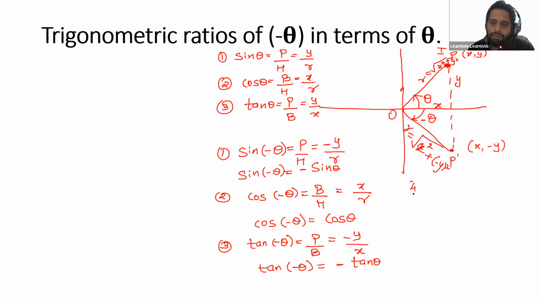Now, the fourth one. Similarly, if we find cosec minus theta, we can write cosec minus theta means 1 by sine minus theta. And you already know that sine minus theta is minus sine theta. So 1 by minus sine theta is minus cosec theta.